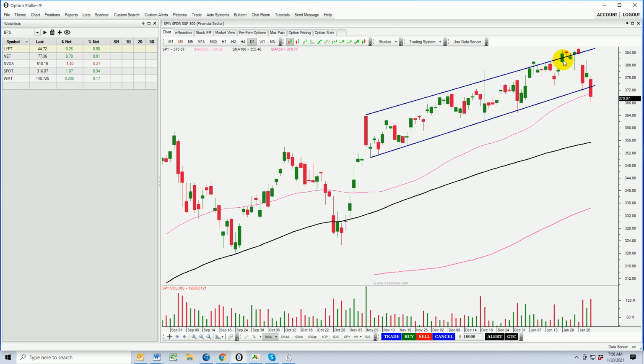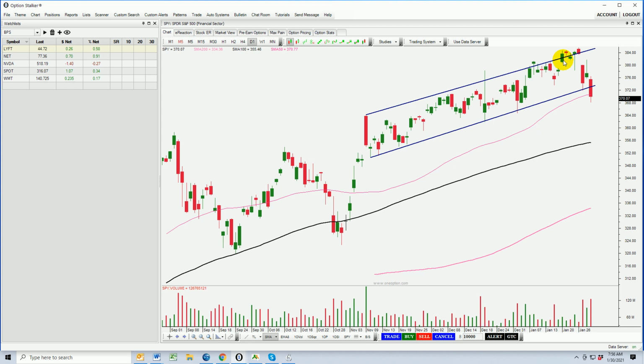GME, AMC, I could go through probably two dozen stocks that were running higher because there were short squeezes put on. Social media was promoting these stocks and the short squeeze was on. We had all sorts of indications like that as far as bullish sentiment.